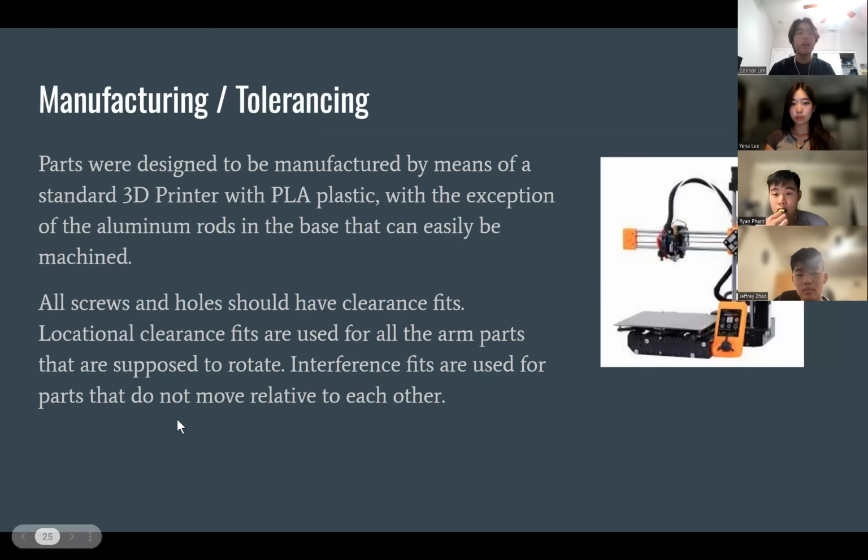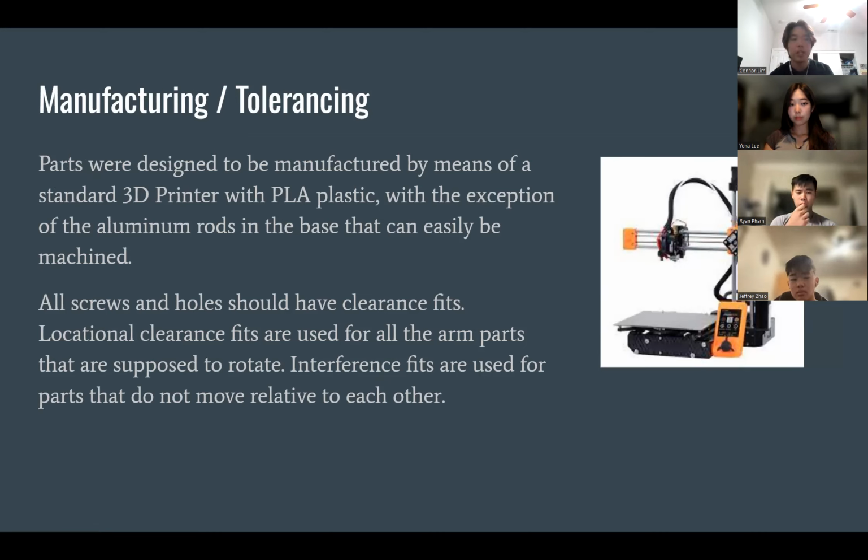So, manufacturing and tolerancing: all the parts were designed to be manufactured by means of a standard 3D printer. SolidWorks only had the ABS plastic version, but a lot of PLA plastics are common for 3D printers itself, with the exception of the aluminum rods at the base, which can easily be machined in a machine shop or 3D printed as well, without sacrificing too much structural integrity.